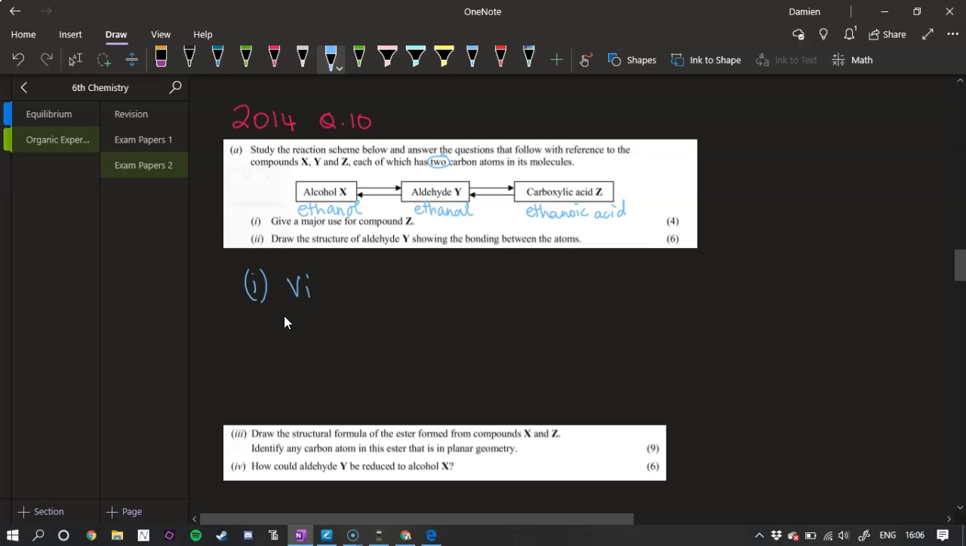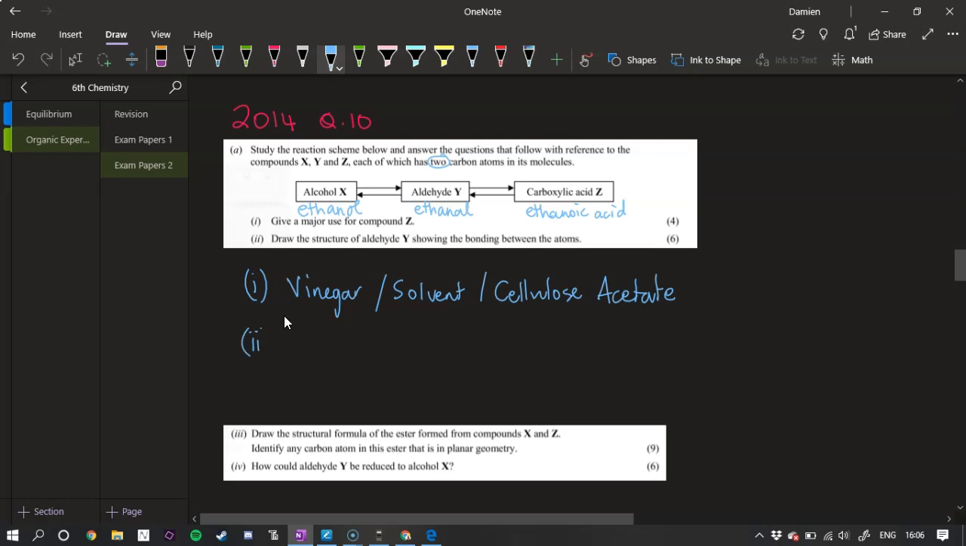A major use, of course, the obvious one is vinegar. It's also used as a solvent. You could say that as well. And then it's also used to produce acetate. In biology, it's cellulose acetate. But vinegar is the obvious option, so go with that.